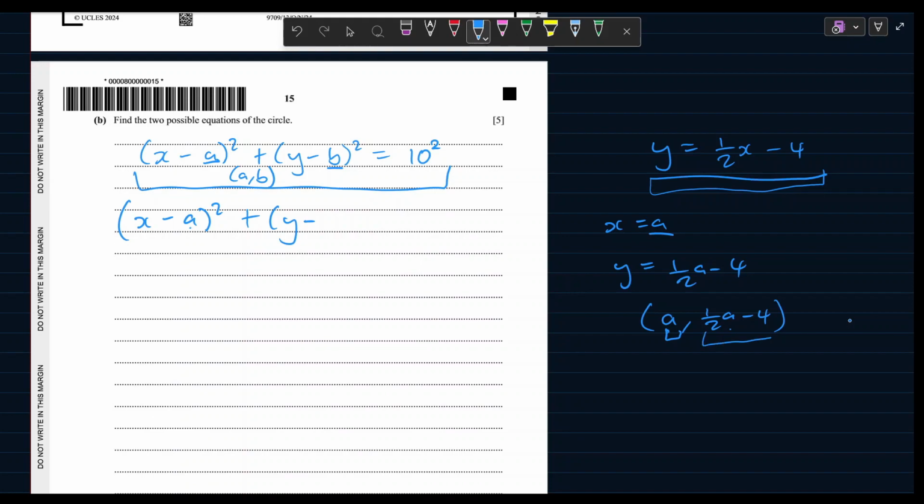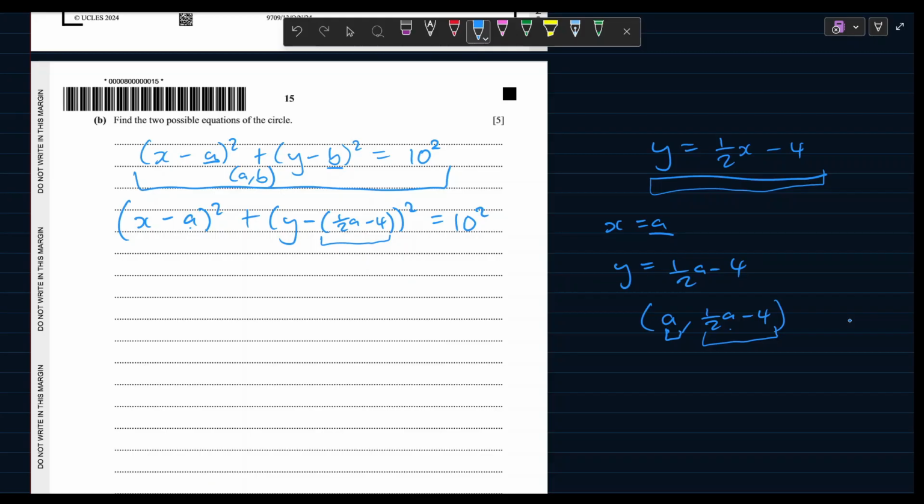So our b would be the y coordinate. So that's in brackets. Be careful with your negative sign there. So half a minus 4, and this is squared, is equal to 10 squared. All right. Maybe here I think it might be easier for us to expand if we just leave this part like that. So I'm not going to expand that part right now.